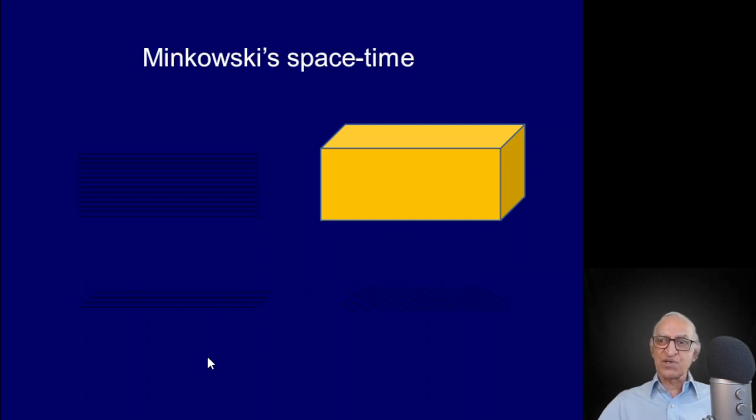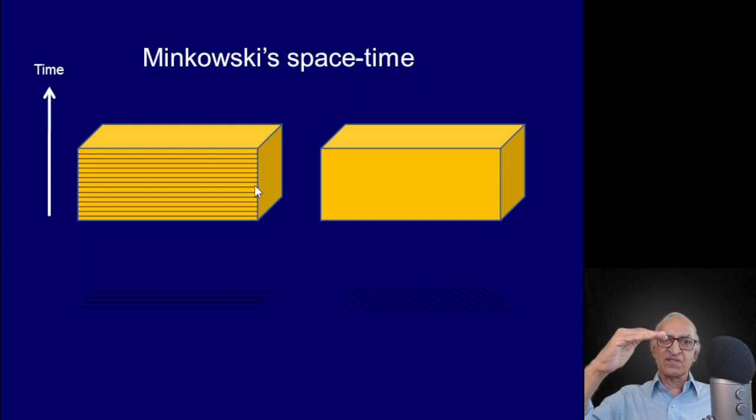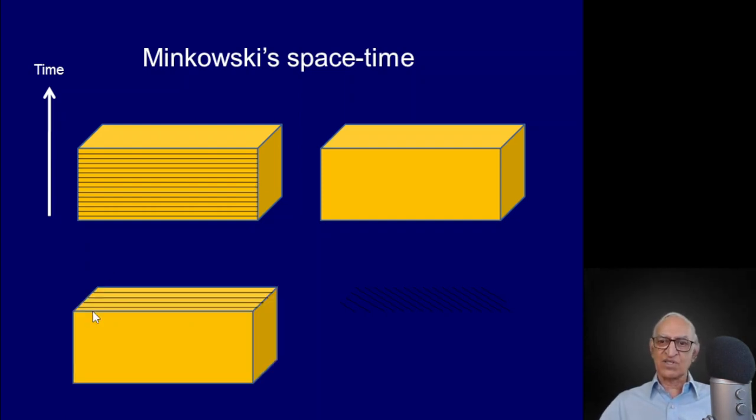And so it is in Minkowski's space-time. This is space-time. Two coordinates are x and y, and the third coordinate is time. So one inertial observer says that I'm going to define my time axis in that direction. Therefore, my space sections at various times are perpendicular to the time axis. So these horizontal sheets represent space sections at various times. But another inertial observer in a different inertial frame may say, no, I'm going to slice my space-time so that the space sections are like this.